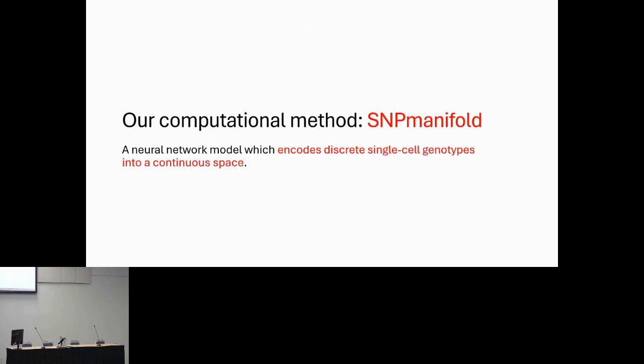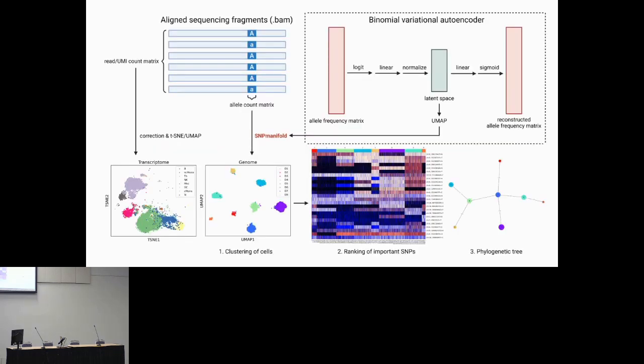There are not many methods really published about mitochondrial phylogeny. We and our collaborators are very interested in this kind of mitochondrial lineage tracing, so we developed a computational method for that. It's called SNP manifold. It's a neural network model which encodes discrete single cell genotypes in a continuous space. And this is the layout of our model.